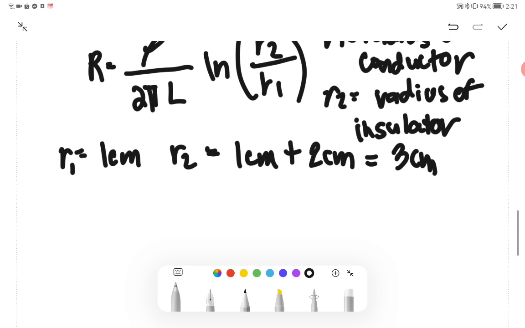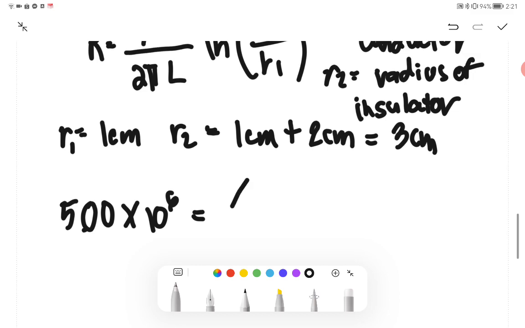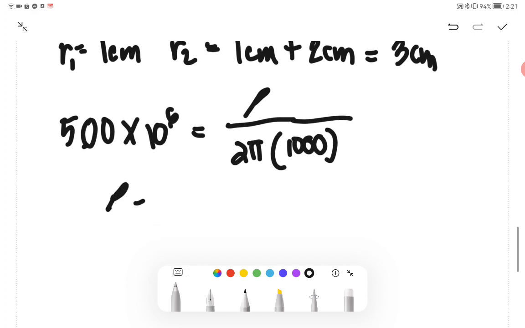Okay, so let's plug in. We have our R, which is 500 times 10 raised to 6 ohms, which is equivalent to the rho, which is the missing part, all over 2 pi multiplied by the length of 1000, and we will obtain the value of our rho.